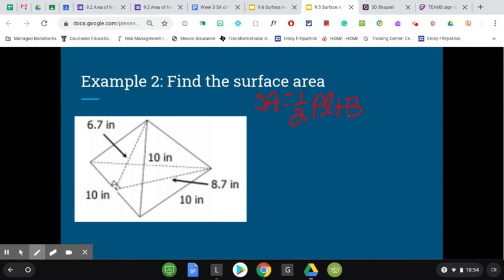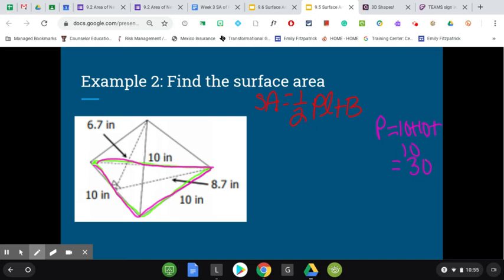1/2 PL plus B. Okay, let's find the different components. I'm going to highlight or outline the base so that we can see it. Right there, it's that triangle. Okay, so we want to find the perimeter. Remember, for perimeter, we add up all the sides. So if I look at this triangle, this side is 10, this side is 10, and this side is 10. So for the perimeter, I'm just going to add all those up. 10 plus 10 plus 10. I get 30. So my perimeter is 30.